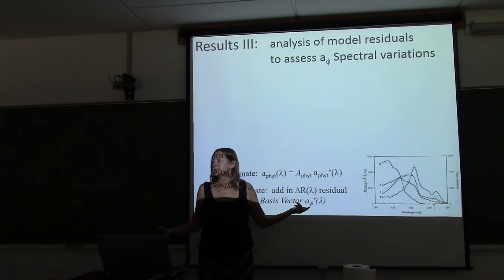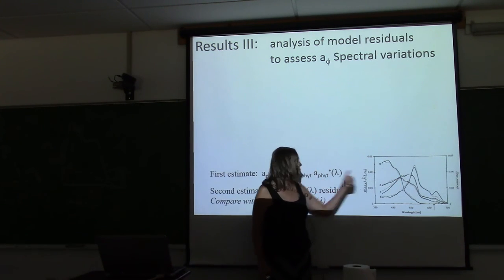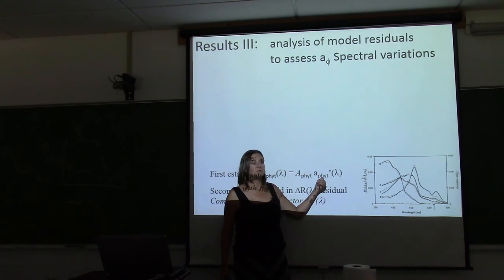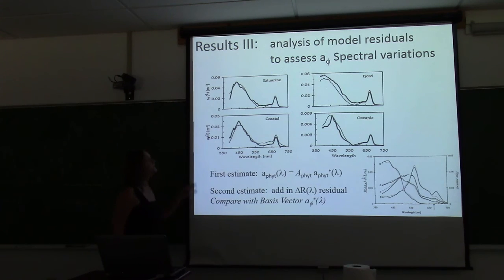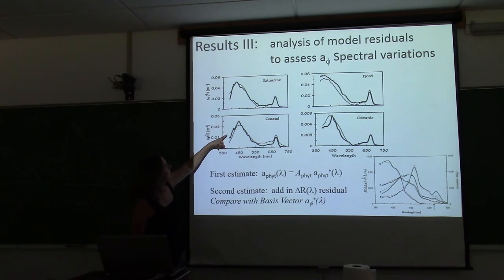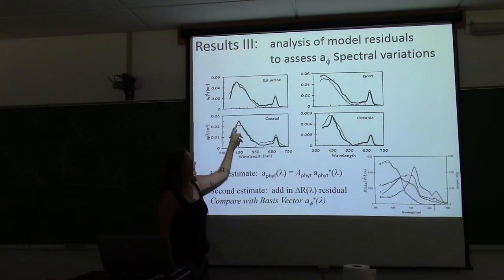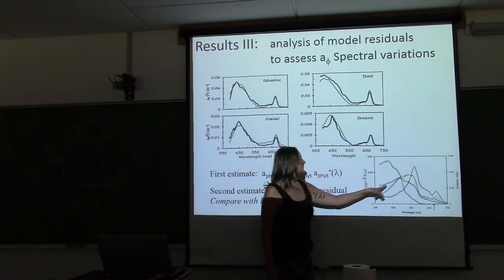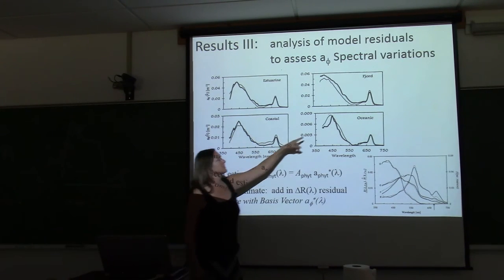So I said, okay, to first order, I'm going to take the residual between modeled and measured, and I'm going to just shove it back in to the phytoplankton component and see what happens. And what happens is you get variations in the shape. The thin line is what I actually measured on the filter pad, and the black line is this estimate plus the residual. And so you can see they're very different spectral shapes.